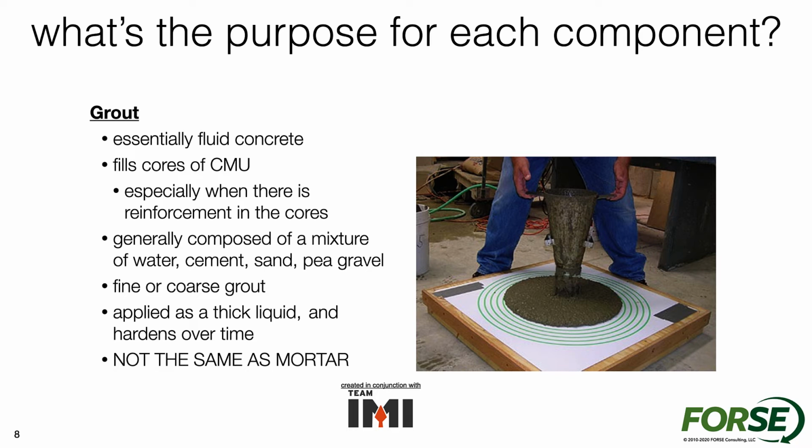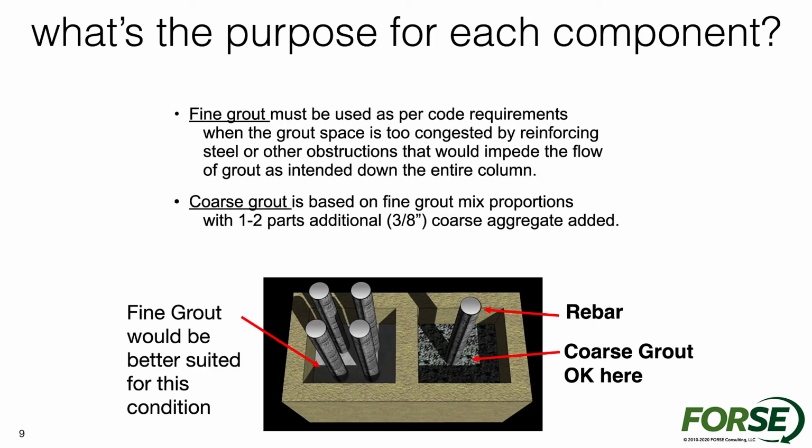It's generally composed of a mixture of water, cement, sand, and pea gravel. Fine or coarse grout are both different options for grout. There's even self-consolidating grout, which makes it a very, very liquid applied element. The difference between fine and coarse grout would just be the aggregate size that you would use. And the time to use fine grout would be whenever you would have some spaces that would have a congestion of reinforcement, as you can see in the illustration at the bottom.